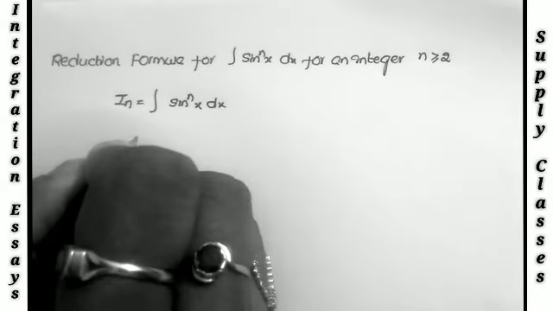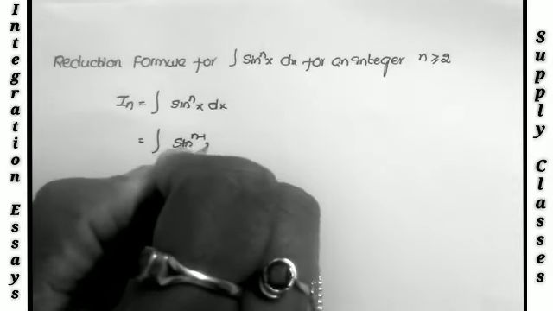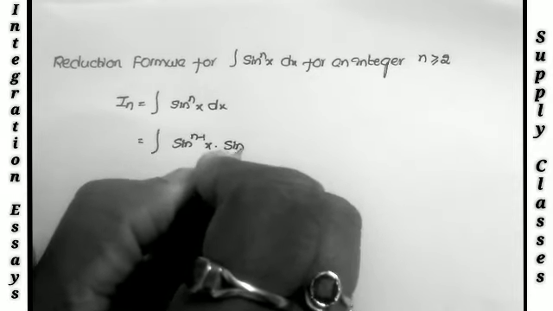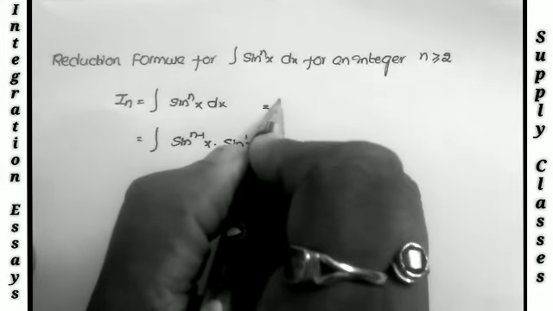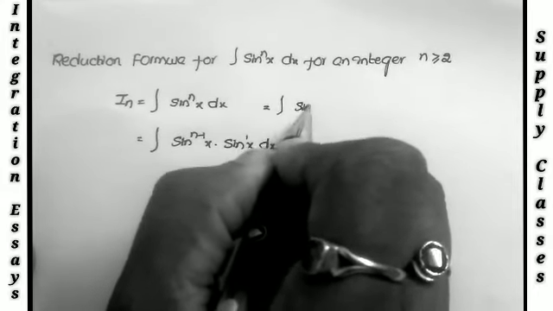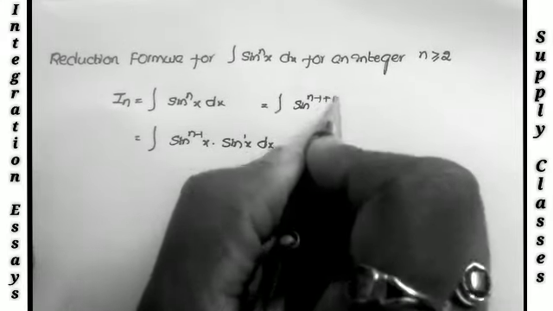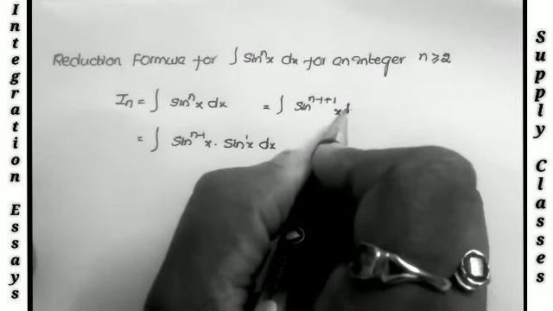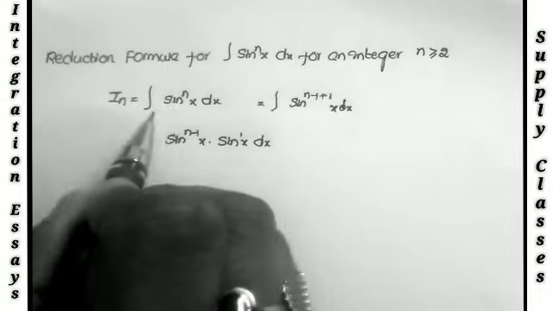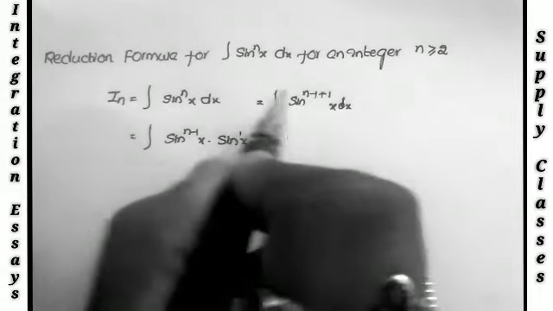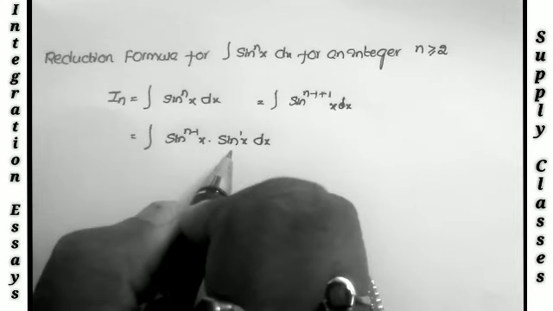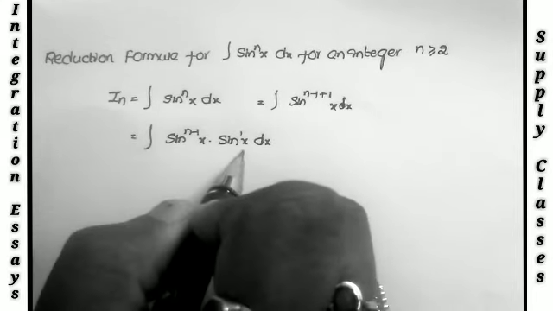Okay, and this is equal to integral sin^(n-1) x into sin x dx. Now I write n as n minus 1 plus 1 in the power, and in the next step I split the power like that: sin^(n-1) x into sin x dx.